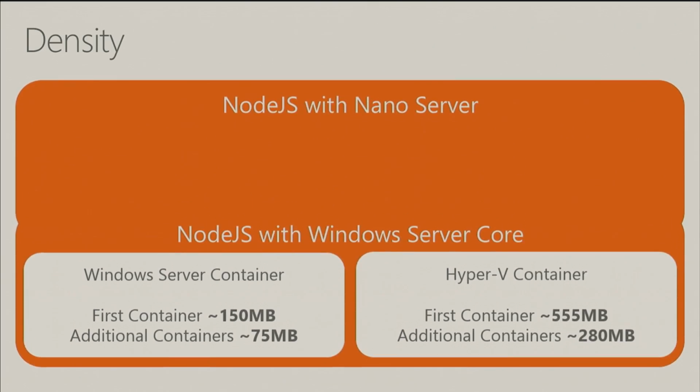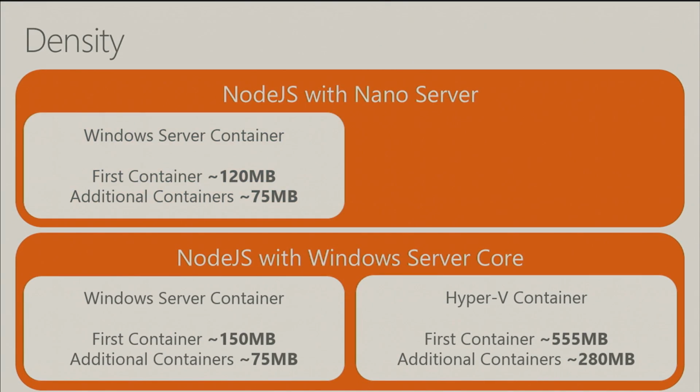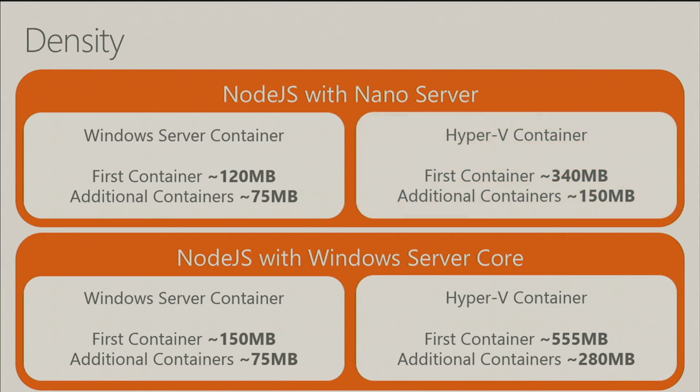For NanoServer, the first container is only 120 meg. The additional ones are still about 75. Why? Because the memory sharing on the server core one's actually pretty darn good. And so that's basically the infrastructure overhead. And then a Hyper-V container, 340 meg, so quite a big savings, and then 150 meg for each additional one. Right? So we talk about efficiency. Compared to a virtual machine, usually the smallest one's about 2 gig, most environments. Quite a bit of savings here.